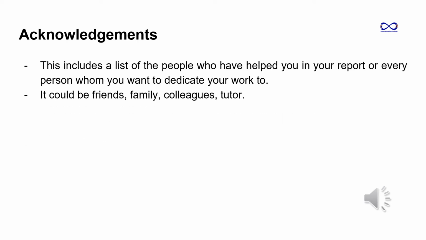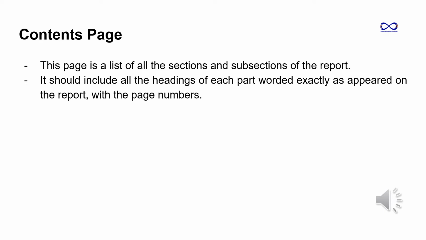For the acknowledgements, this includes a list of the people who have helped you in your report or every person whom you want to dedicate your work to. It could be friends, family, colleagues, or a tutor. The contents page is a list of all the sections and subsections of the report. It should include all the headings of each part worded exactly as appeared on the report with the page numbers.